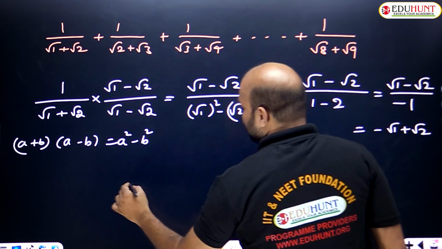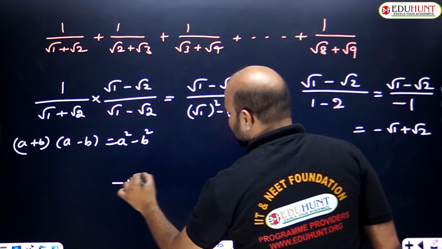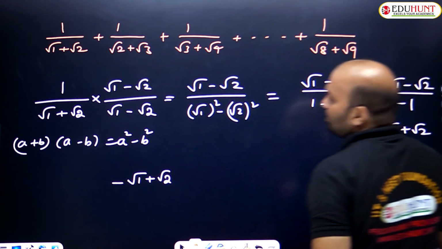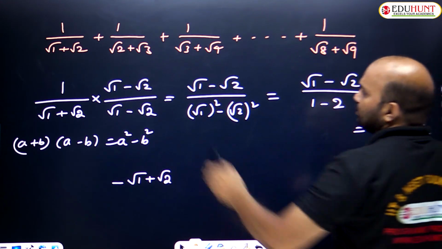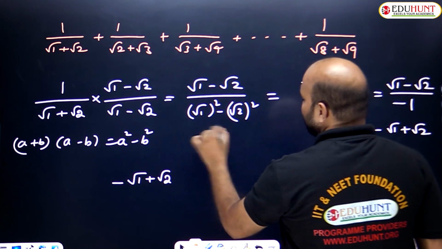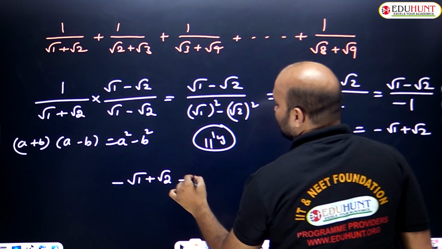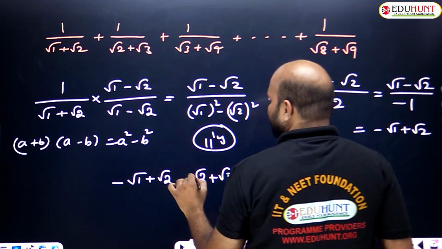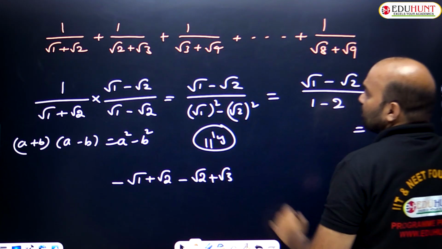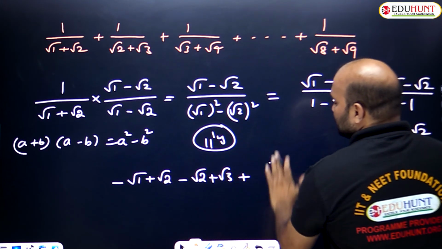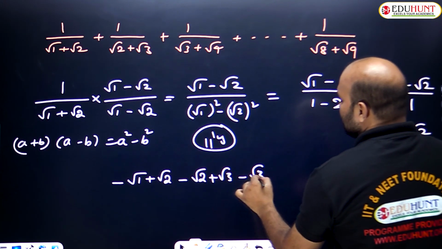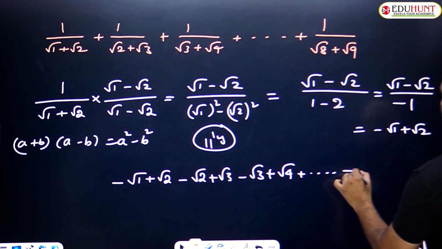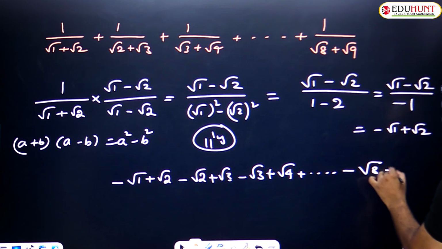So clearly we need to observe what I am getting. First term: minus root 1 plus root 2. That is the first value. According to rationalizing the denominator, the same rule follows, but here the first one is a negative value and the next one is a positive value. So the second can be expressed as minus root 2 plus root 3. What is the third term? Minus root 3 plus root 4 and so on. What is the last term? The last term is minus root 8 plus root 9.